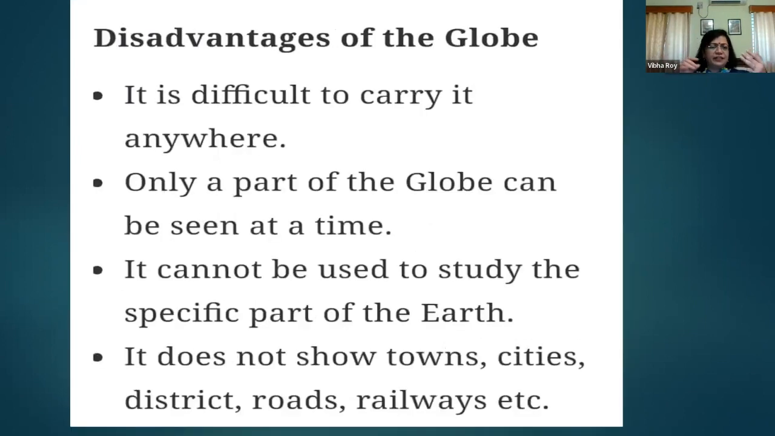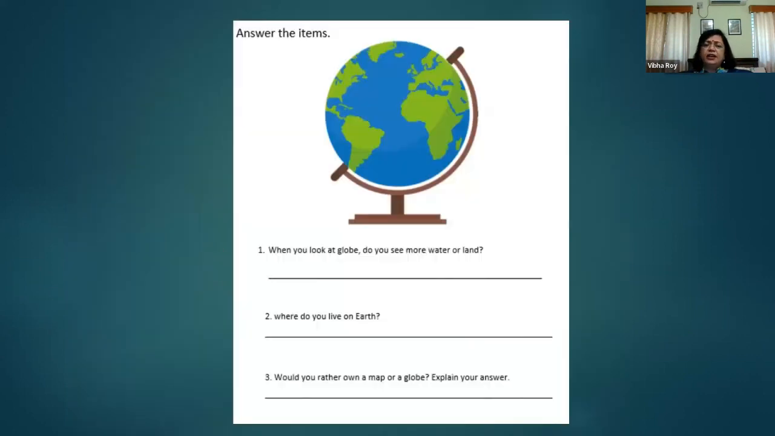Now, disadvantage, definitely first is it is not easy to carry wherever we want. And only a part of the globe can be seen at a time. You can't see the entire world together. And of course, you can't see the details also, which you all have already said. And it cannot be used to study a specific part of the earth. Also, it does not show towns, cities, districts, roads, railways, etc. So for these things, we feel that we need something more detailed than a globe.